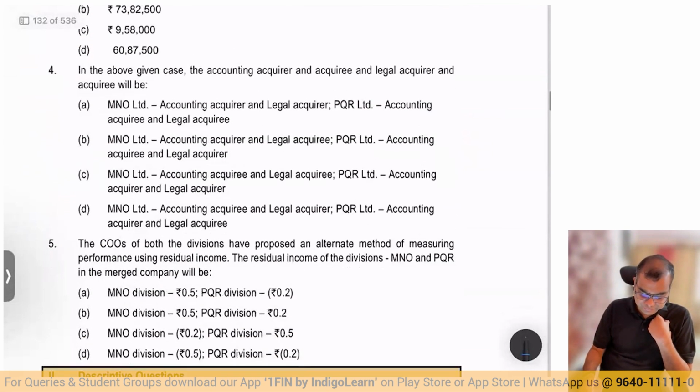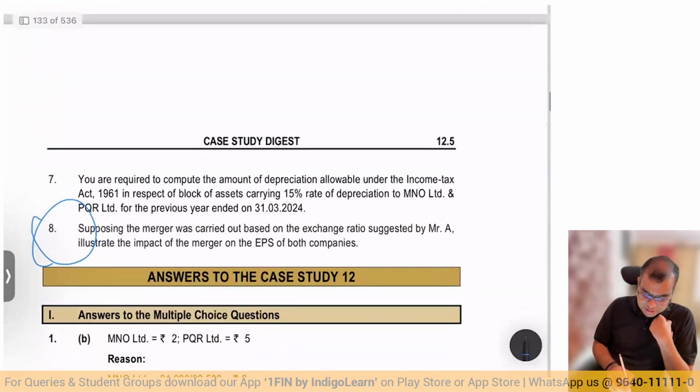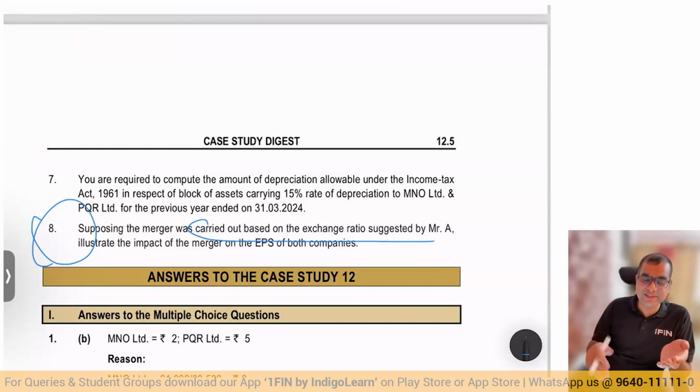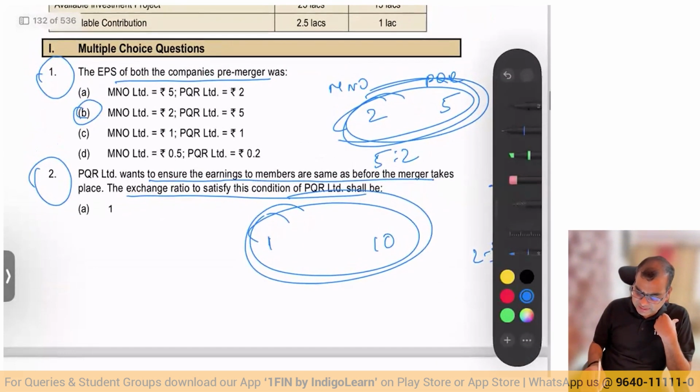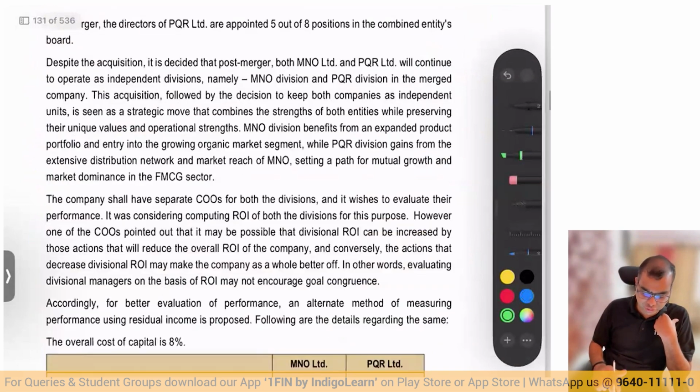Okay. Then, 8th question. Suppose the merger was carried out based on the exchange ratio suggested by A, illustrate the impact. Acha, so now A has suggested something. What did A suggest? We have to go back and have a look at the case. I don't think we need to go through the entire case, but some elements of the case we need to look at.